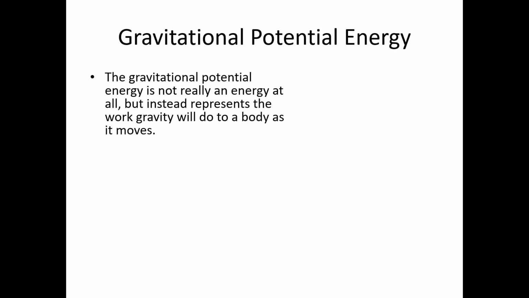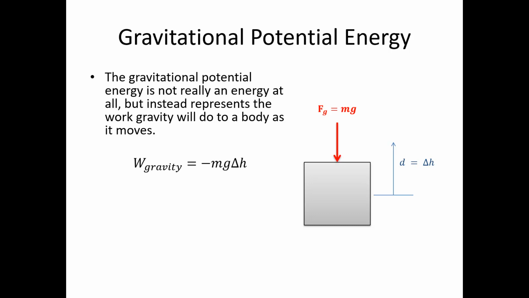All right, so going into more detail with both of these pieces. Gravitational potential energy is not really an energy at all, but instead represents the work gravity will do to a body as it moves. So if I've got some box, I imagine I've got gravity pulling down on it, and I'm going to move this box upwards. The work done by that gravity force, first of all, is going to be negative because as I move up, gravity is pushing down, so it's a negative amount of work there.